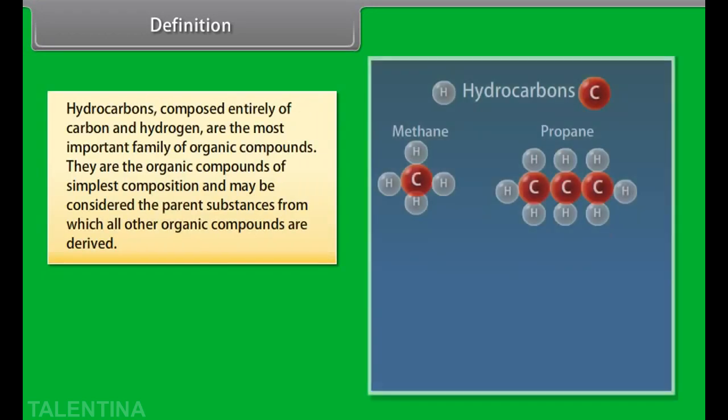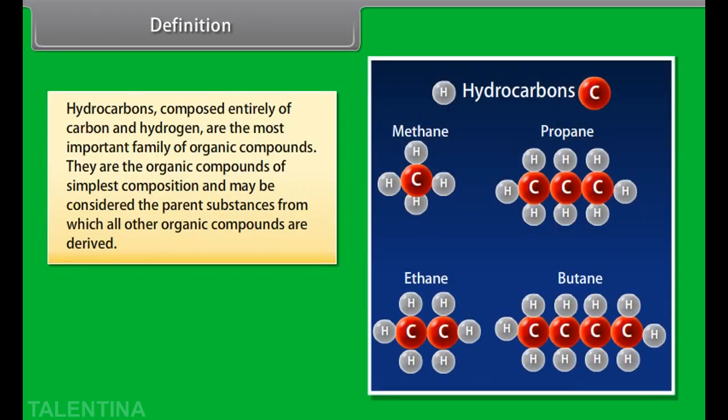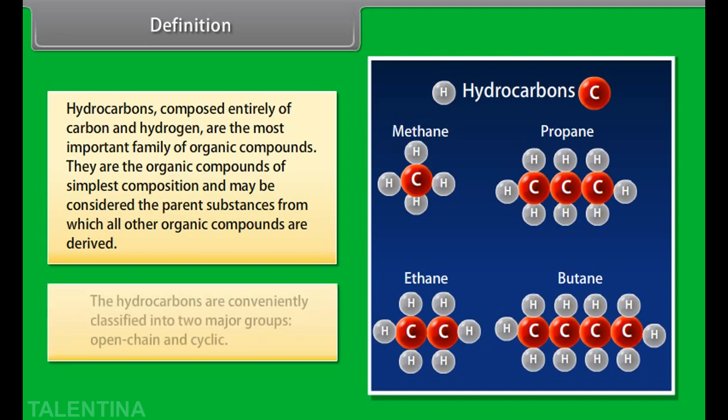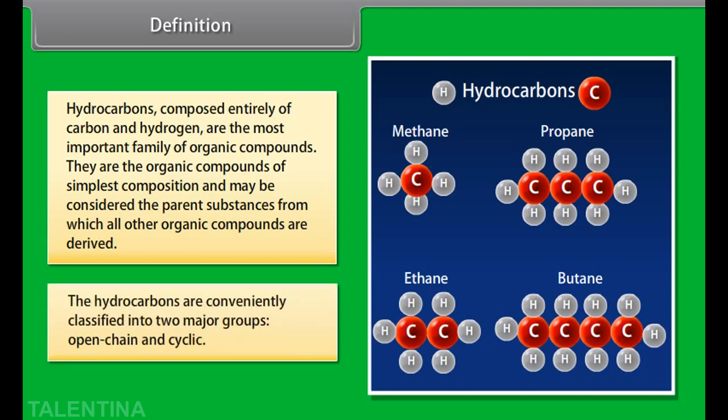Definition. Hydrocarbons, composed entirely of carbon and hydrogen, are the most important family of organic compounds. They are the organic compounds of simplest composition and may be considered the parent substances from which all other organic compounds are derived. The hydrocarbons are conveniently classified into two major groups, open chain and cyclic.